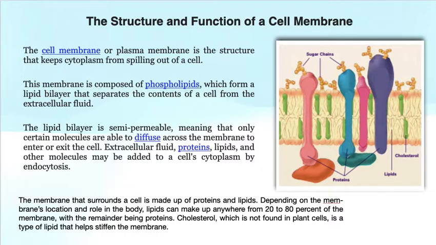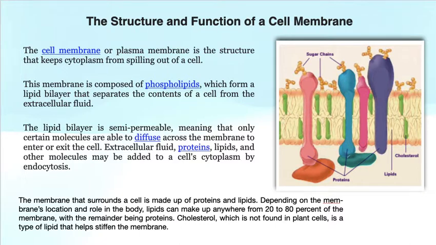It's one of the cell organelles. The cell membrane is also called the plasma membrane. Sometimes it's also called the semi-permeable membrane. It is the structure that keeps the cytoplasm from spilling out of a cell. This membrane is composed of phospholipids, which form a lipid bilayer that separates the contents of the cell from the extracellular fluid.